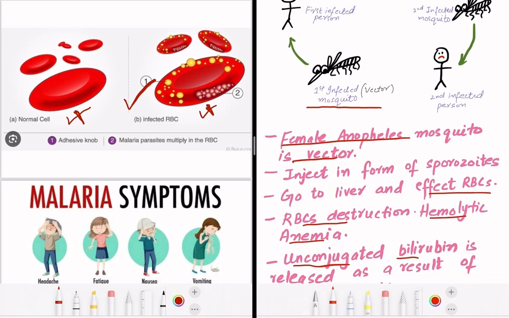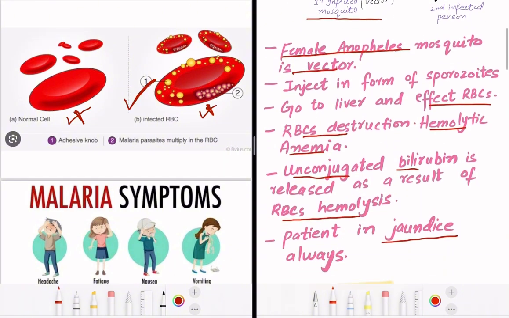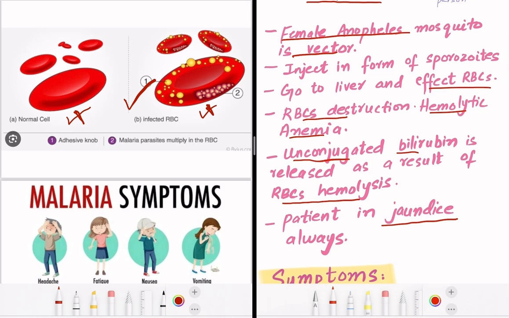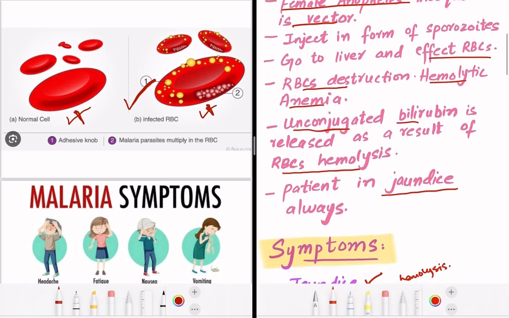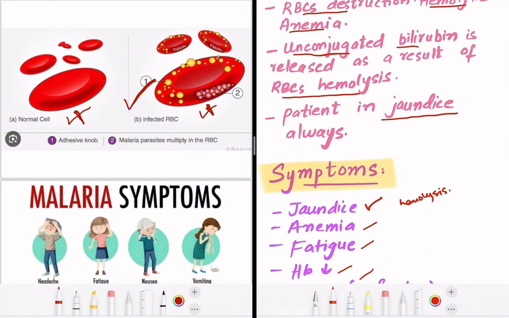The female Anopheles mosquito is the vector. It injects the parasite in the form of sporozoites. Sporozoites go to the liver and affect RBCs. RBC destruction occurs, which leads to hemolytic anemia. As a result of hemolytic anemia, bilirubin is released in the body, which is unconjugated bilirubin. When unconjugated bilirubin is present in the body, it will lead to jaundice. Due to the presence of unconjugated bilirubin, an abnormality is developed, which is known as jaundice.